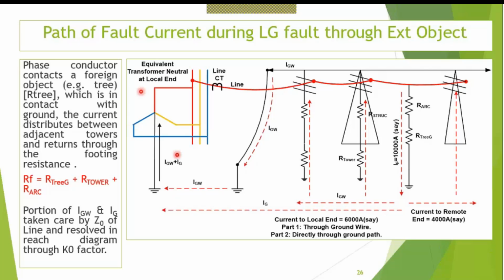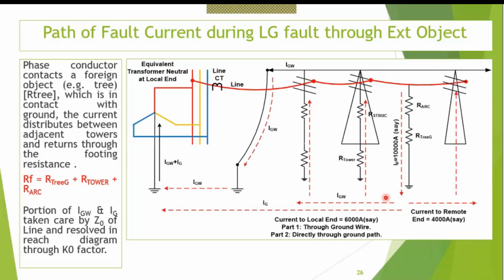Source does not mean one substation. Source means one substation over here, one substation over here, one substation over here. But the majority of the current will return to the nearest substation. Now what will happen? This 6,000 ampere will have two parts. One is directly from the fault point, it will go via the ground to the transformer neutral, parallel neutral, and then add up to the bus.